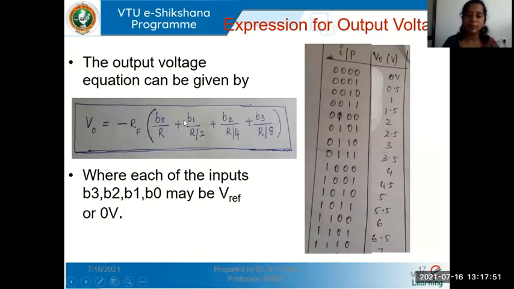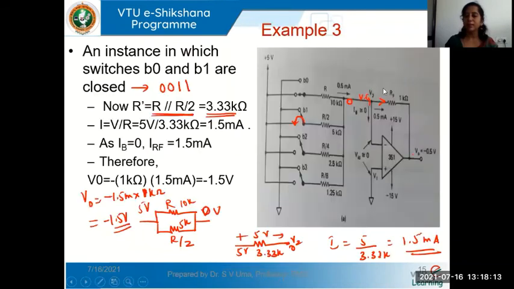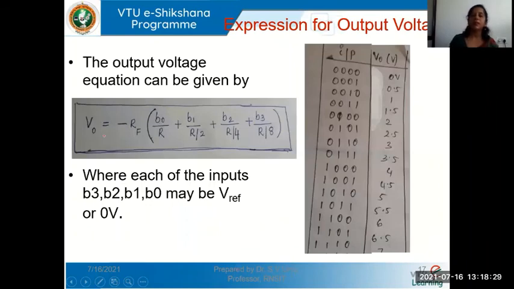Let's talk about the expression very fast. The output voltage equation can likewise be written. So it's a sum of currents. How will I find the current? If I consider it as an inverting summer, I know the gain of this inverting summing circuit is minus RF by R into this voltage B0, minus RF by R by 2 into B1, minus RF by R by 4 into B2, minus RF by R by 8 into B3. The same thing we have written.